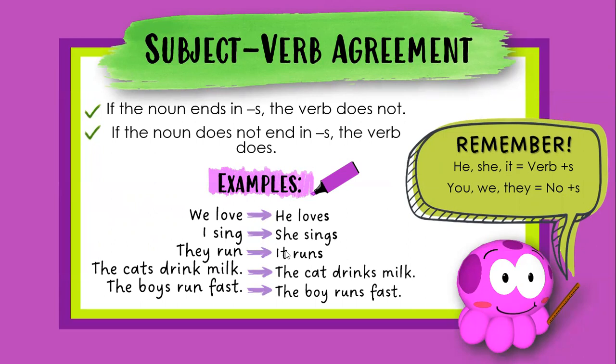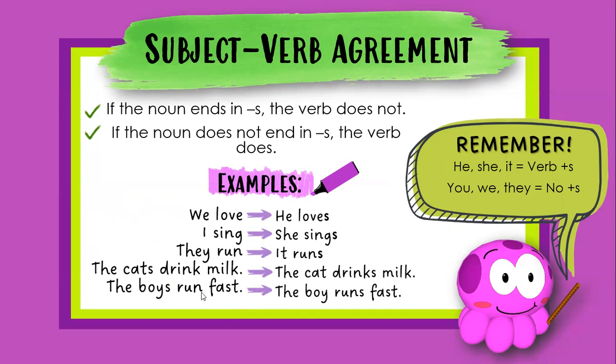They run, it runs. The cats drink milk. Now notice the noun cats has an S. If the noun has an S, the verb does not. Now look at this one. The cat. The cat here is the noun, no S. So the verb is going to have an S. The cat drinks milk. Just one S. We cannot have two letter S.